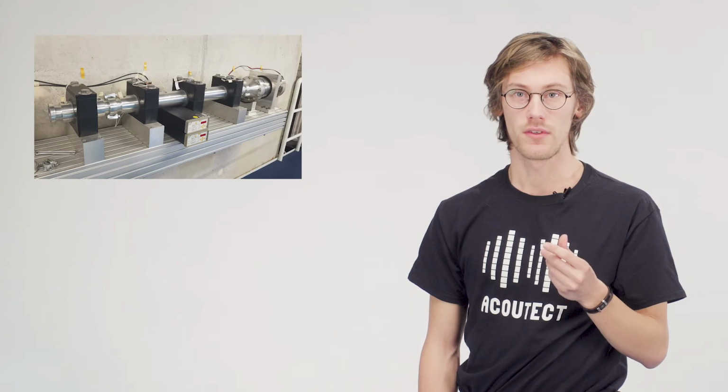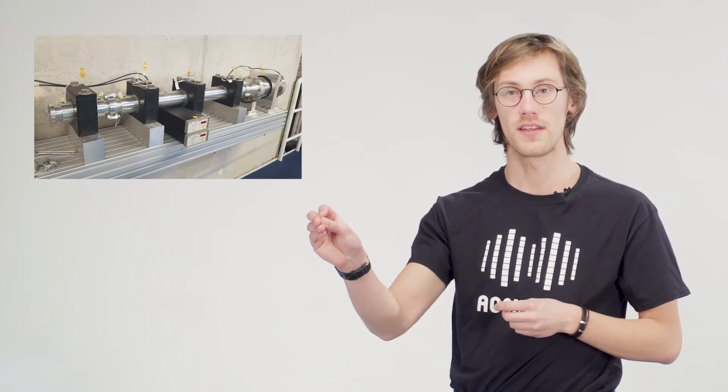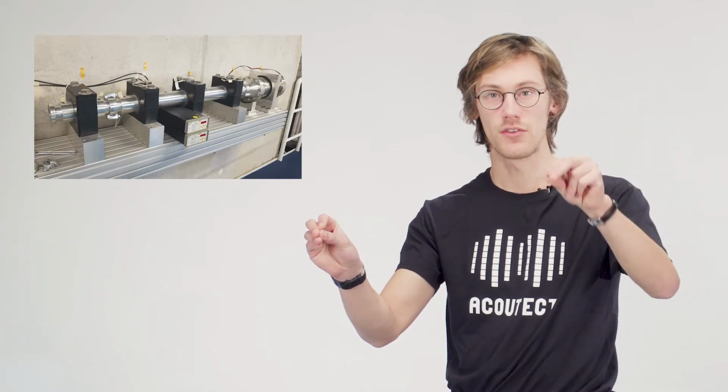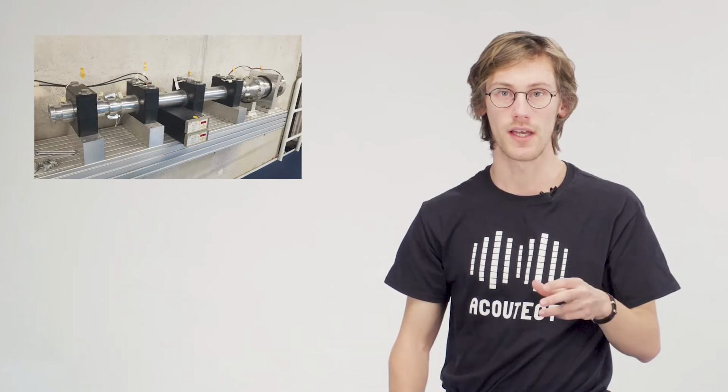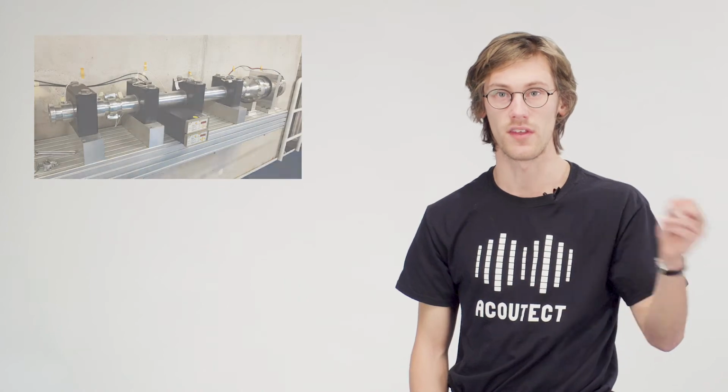If one loudspeaker is placed at one end of the tube and emitting a sound, and the sample of material is mounted at the other end, by measuring the pressure at different locations along the tube, you can retrieve the absorption coefficient of the sample placed at this end of the tube.